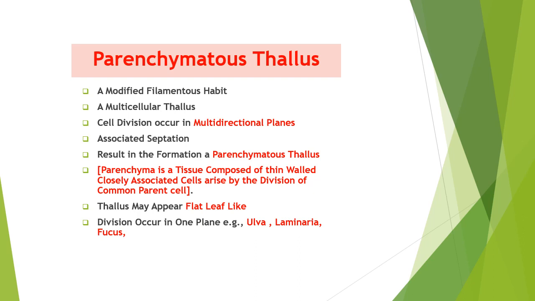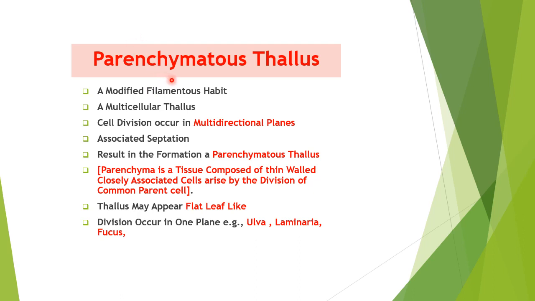Now we have the thallus which looks parenchymatous. What do we mean by parenchymatous? We have already seen this in the case of tissues. A parenchyma is a tissue composed of thin-walled, closely associated cells which arise by the division of a common parent cell. That is, one cell has divided repeatedly and produced a number of cells. They are thin-walled cells, and we call them parenchyma cells. They can be storage cells also.